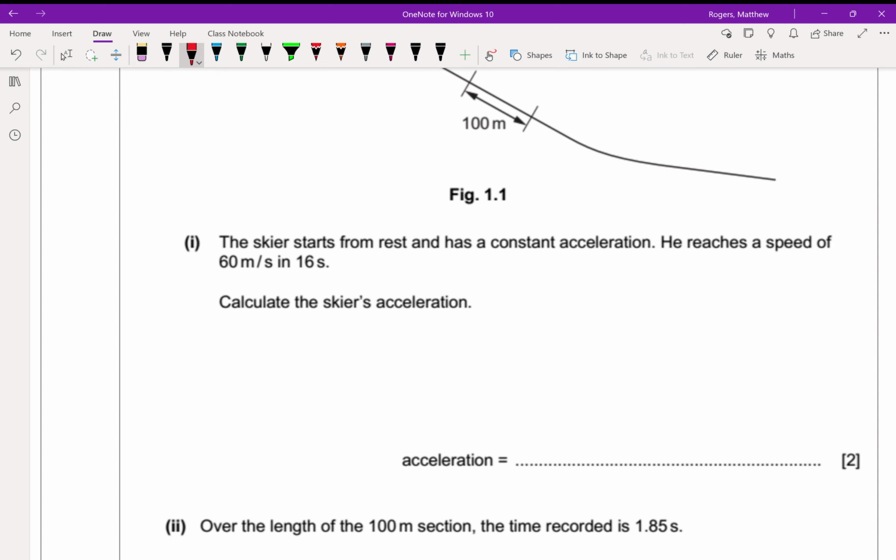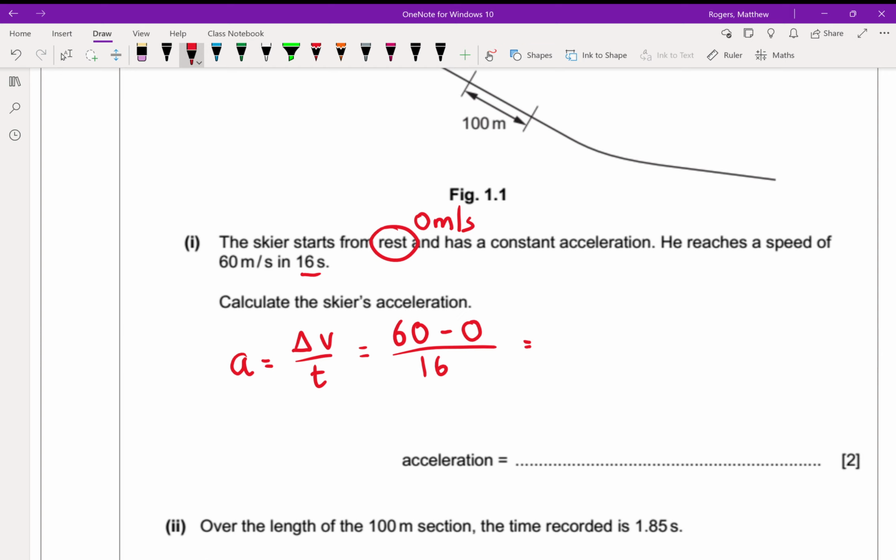Calculate the skier's acceleration. So the equation to calculate the acceleration is the change in the speed over the time it takes. So the speed in this case, he starts from rest, which means 0 meters per second, and goes up to 60. So when we're writing this down in physics, we like to say the final speed minus the initial speed, although the initial speed is 0. So of course the top is just 60. The time it takes is 16 seconds.